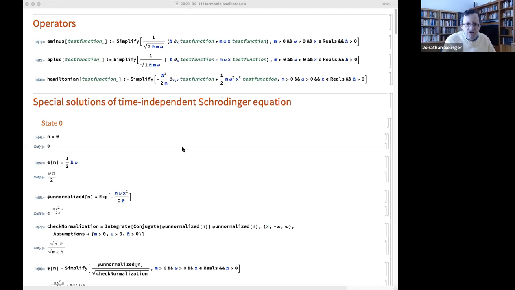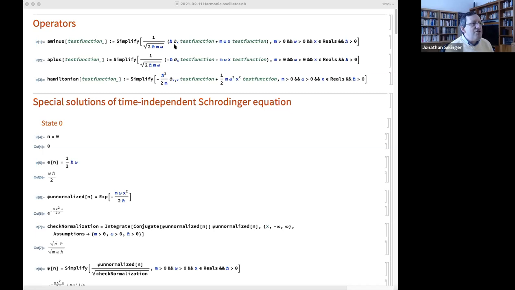Okay, so now let's see what the wave function looks like, and then let's see how we can use the raising operator to go up the ladder. So that's what is shown here in this Mathematica demo. In this demo, I start by defining these operators, A minus and A plus. These operators are ready for some test function as input, and whatever the test function is, the operators produce something.